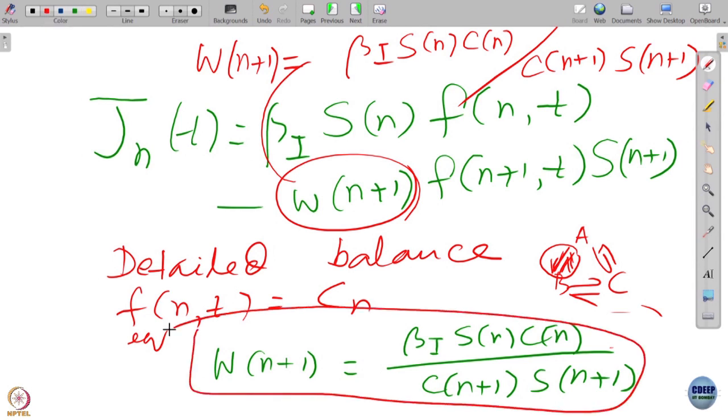Now, what are you going to do now? I am going to put this quantity into this equation. Okay. So this expression is going to be substituted in this one. Once I do that, what do I get?